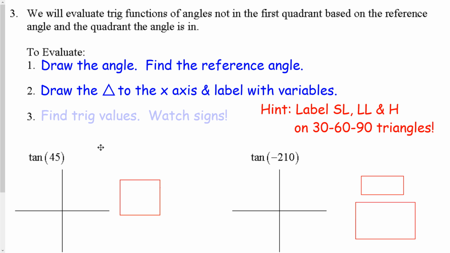And then your final step is to evaluate or find your trig values. One thing you need to make sure of is that you're watching the signs when you do this. You will have some positive and negative values that you need to be paying attention to.